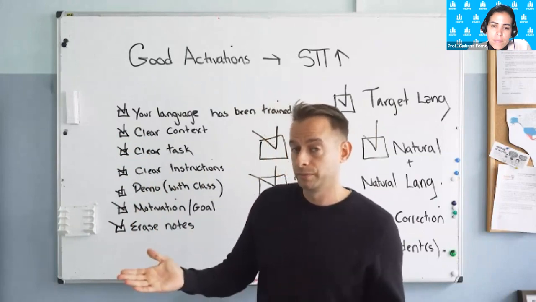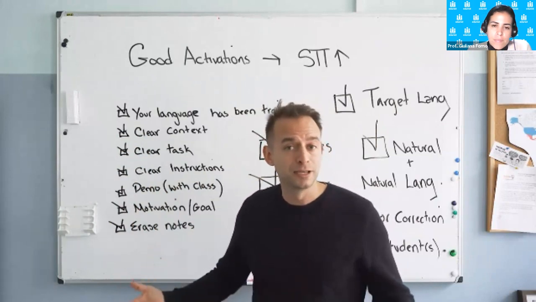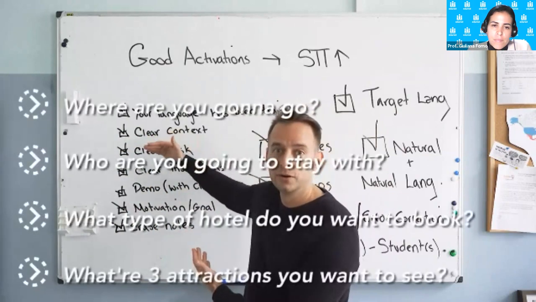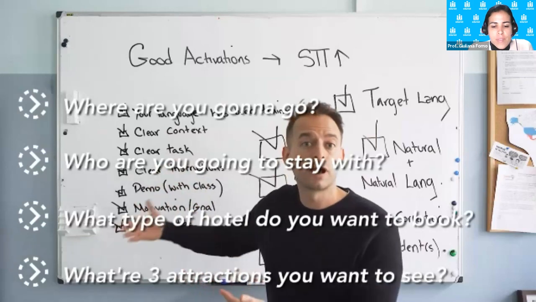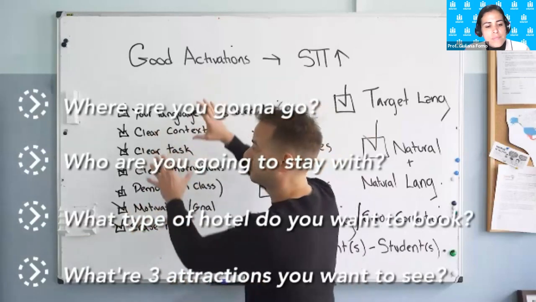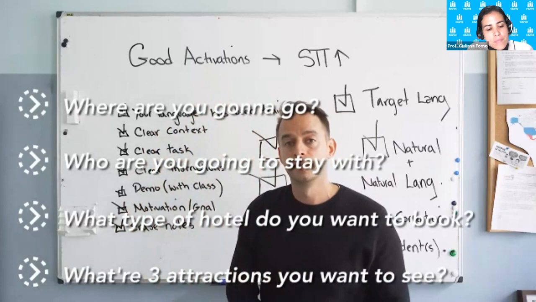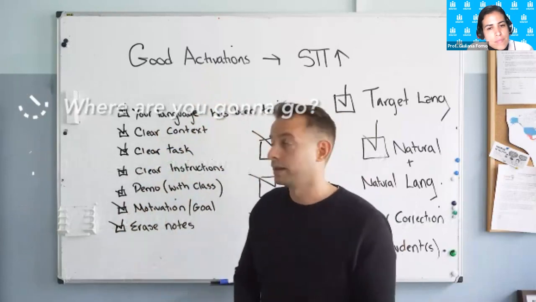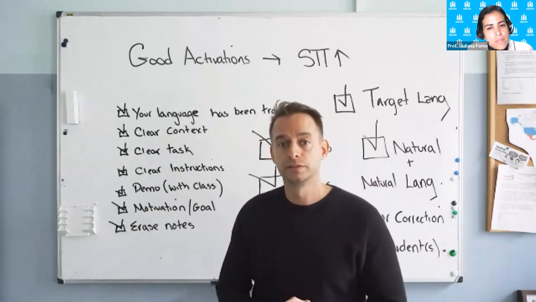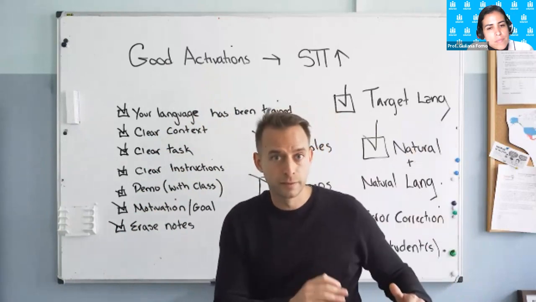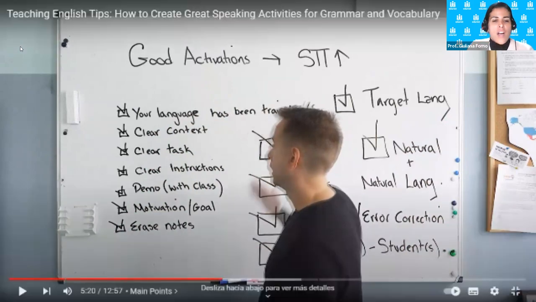So it might be something like planning the perfect holiday. If I just say plan the perfect holiday, students aren't going to be able to do much. But if I say, where are you going to go? Who are you going to be staying with? What type of hotel do you want to book? What are three attractions that you want to see? If I have these categories boarded up, then students have something to talk about. So again, clear tasks, super important. Think about what you want your students to be saying, task that out for them, and things will be great.